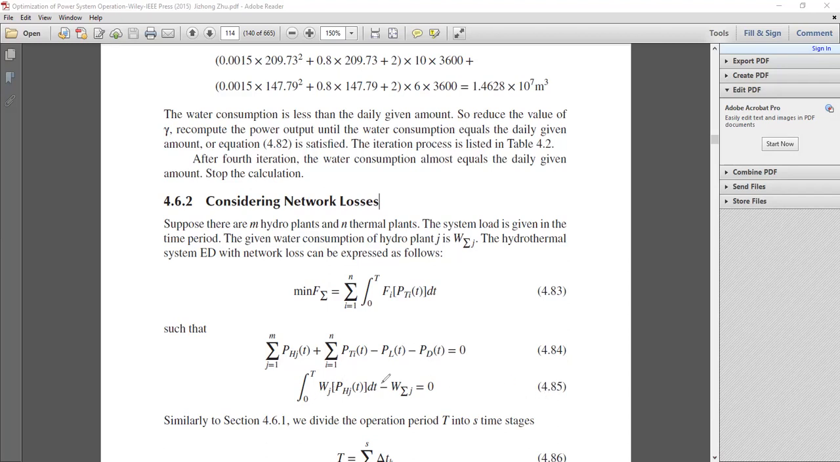And the last one, 4.85, is like the previous one. This is associated with the water head available. Now the additional indexing j will be there.